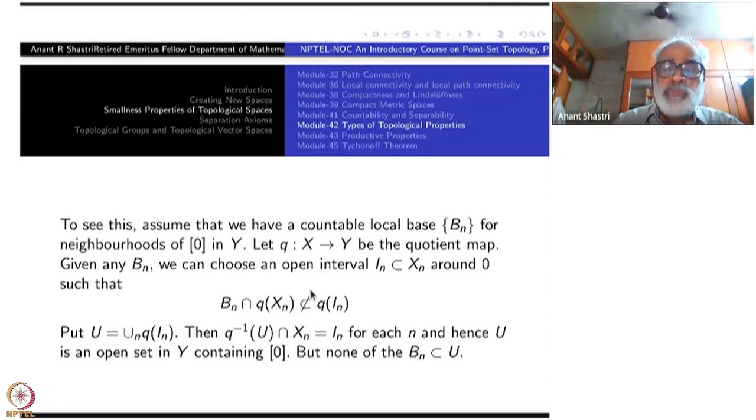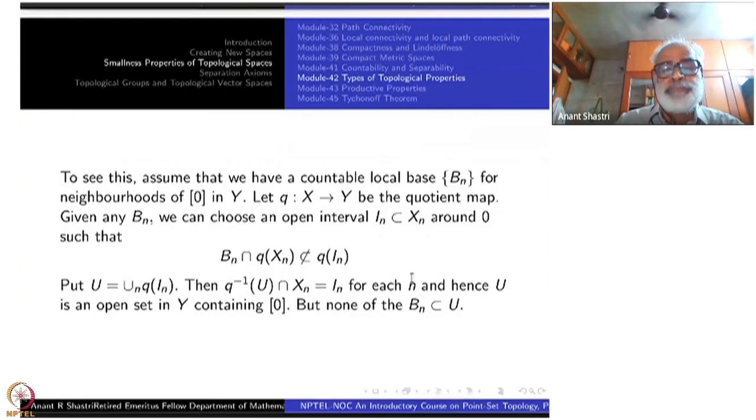In fact, what we have proved here is that no neighborhood system can be countable; or take a countable set of neighborhoods, it cannot be a base. That's what we have proved. I started with a countable set of neighborhoods of zero, I never used that as a base. Okay. Then I showed that it is not a base. All right.